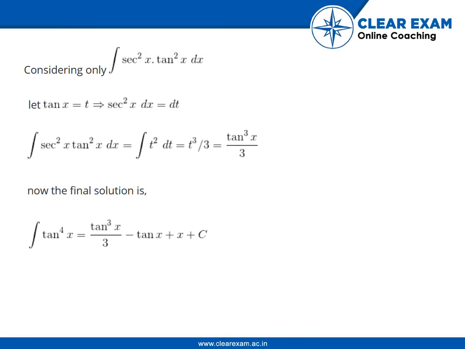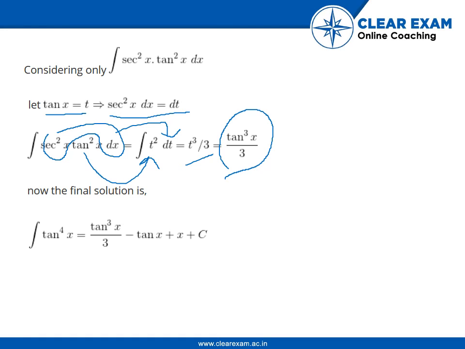So now they have assumed tan x is equal to t, and when we differentiate it on both sides with respect to x, we get sec square x dx is equal to dt. Which implies that sec square x dx can be written as dt, and the remaining part, tan square x, can be written as t square. Now this integration is pretty straightforward. The integration of t square is t cube by 3, or tan cube x by 3.